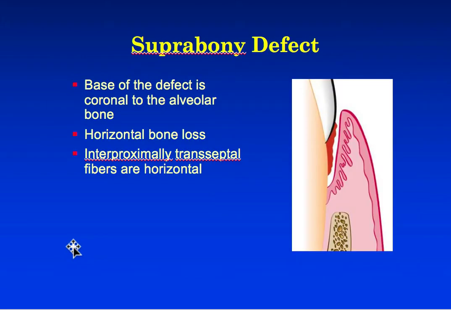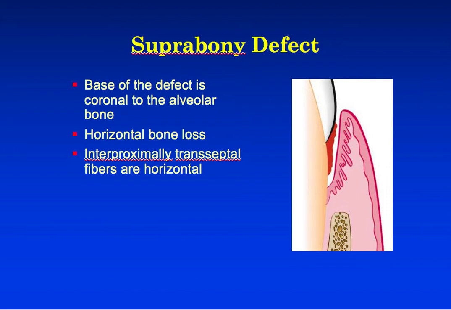A suprabony defect is a defect which occurs when the bottom of the periodontal pocket is coronal to the underlying bone. In this instance, you can see here's our epithelium, our alveolar bone, and our connective tissue. Even though there has been plaque accumulation on the enamel and dentin surface, there has not been much migration, and as a result, we have this suprabony pocket. This can occur with horizontal bone loss, and typically the transseptal fibers are intact interproximally.